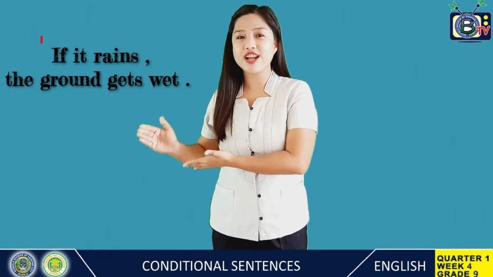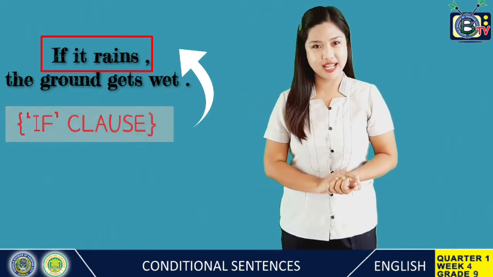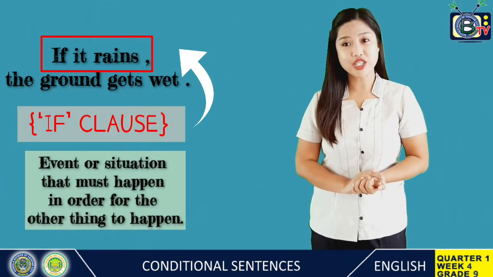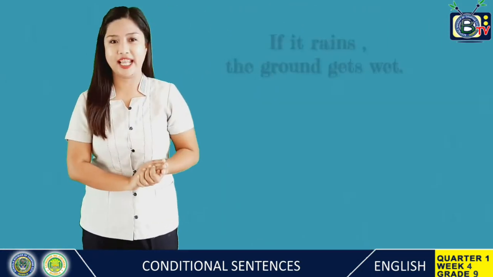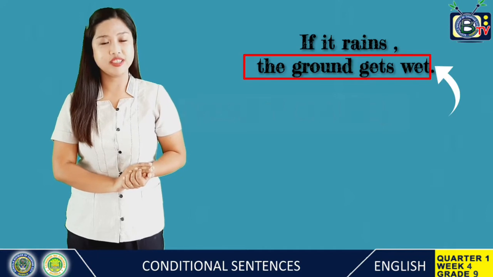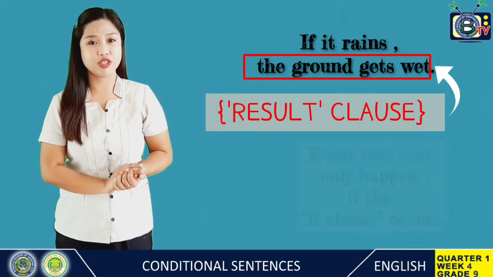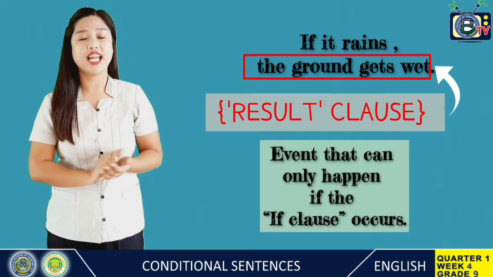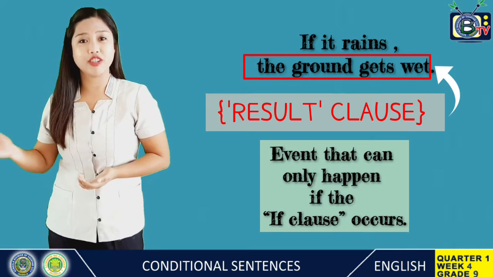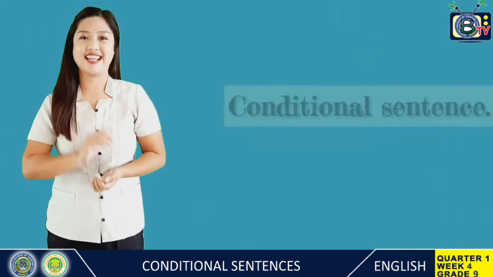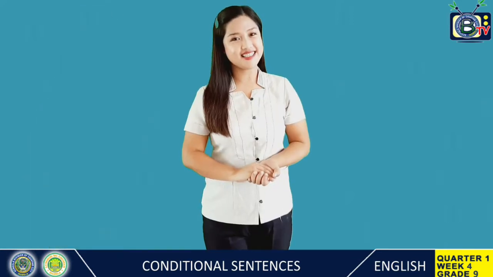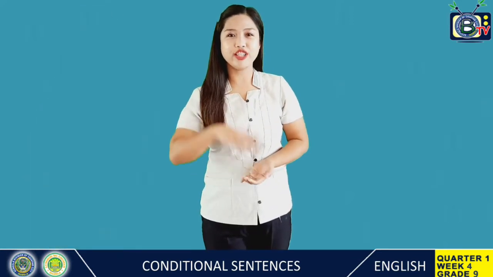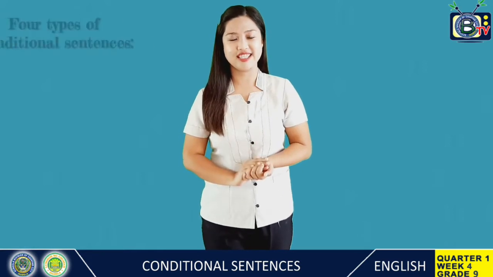The first clause is called the if clause, which is the event or situation that must happen in order for the other thing to happen. And the second clause is called the result clause or the main clause, which is the event that can only happen if the if clause occurs. That is exactly why it is called conditional sentence. This time, we shall focus on the four types of conditional sentences.